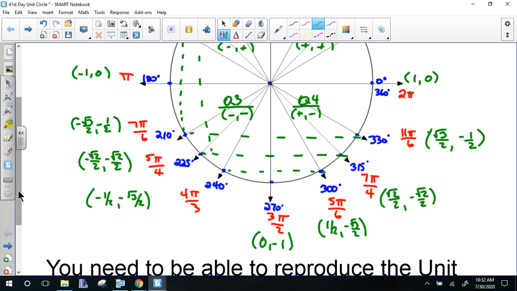Okay. So this is your unit circle. You need to be able to reproduce this. It will help you greatly with problems. So if you haven't drawn it out yet, please do that. Okay.